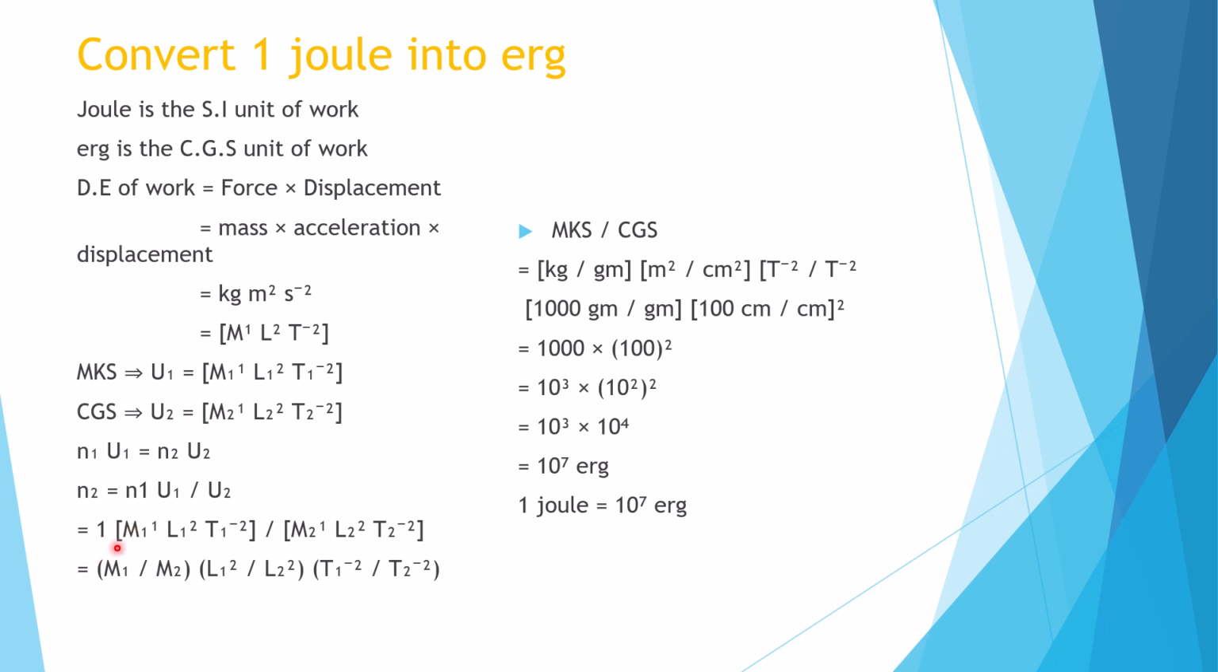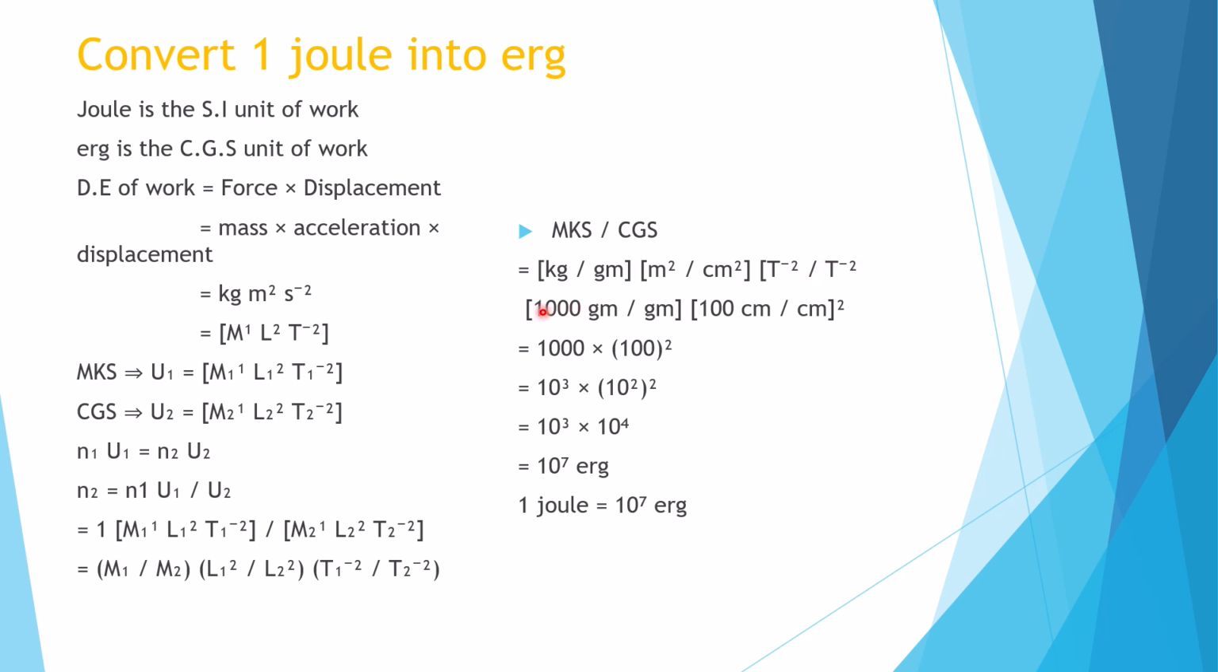Okay, N1 is 1 and U1, that is M1 to the power 1, L1 to the power 2, T1 to the power minus 2, divided by U2, we have M2 to the power 1, L2 to the power 2, T2 to the power minus 2. So next step is we have to write them separately. M1 divided by M2, L1 to the power 2 divided by L2 to the power 2, and T1 to the power minus 2 divided by T2 to the power minus 2. So you have to write in MKS and CGS form. So you will get kg divided by gram, and meter square divided by centimeter square, and T minus 2 divided by T minus 2 will get cancelled.